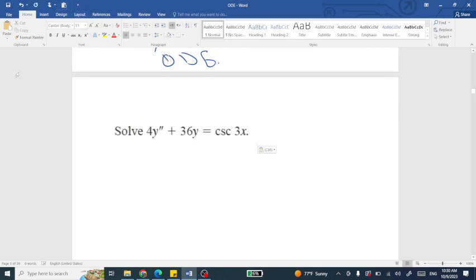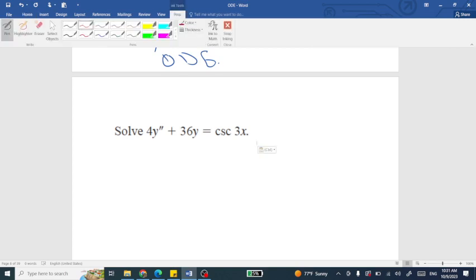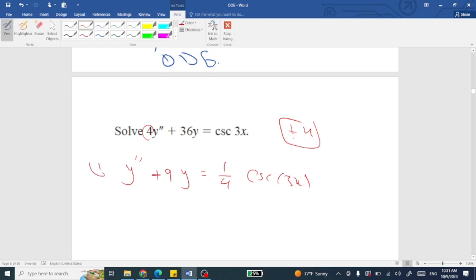First step. Standard form. We need to do what? We need to divide by 4. Why? Because we say that here should be 1. Is that clear, dears? Now I have the standard form.